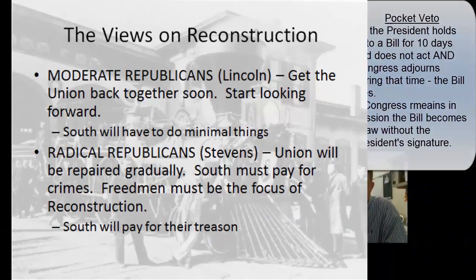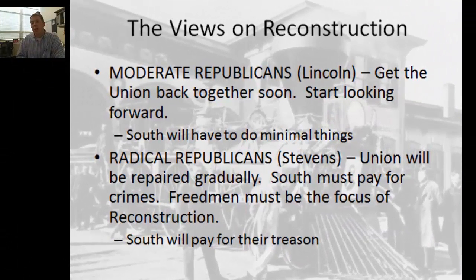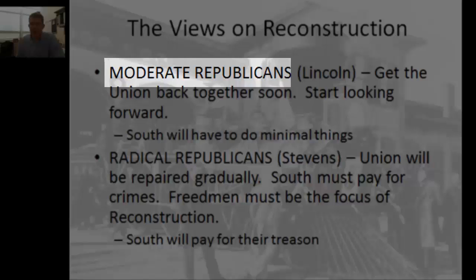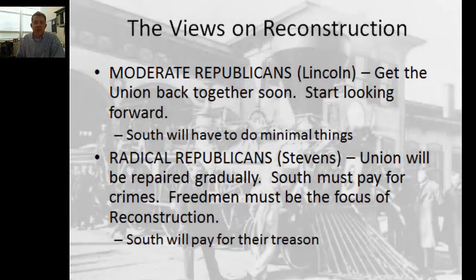There are other views on Reconstruction, and I'm just going to outline these very quickly. We have really 4 groups that I think you should be aware of in terms of their feelings about Reconstruction. The first I would call the moderate Republicans. Some might call them the conservative Republicans. Lincoln represents this view pretty well. He wants to get the Union back together as soon as possible. They want to start looking forward. They want to stop looking back. The war is behind us, and let's get past that. Let's move the nation past that.